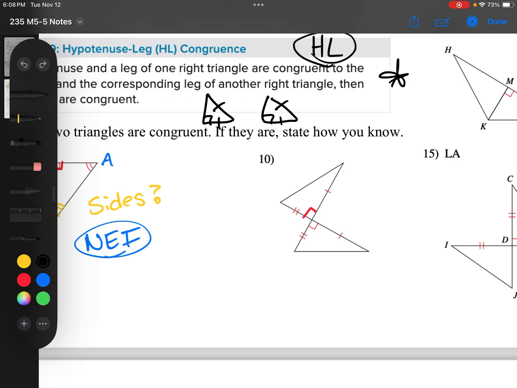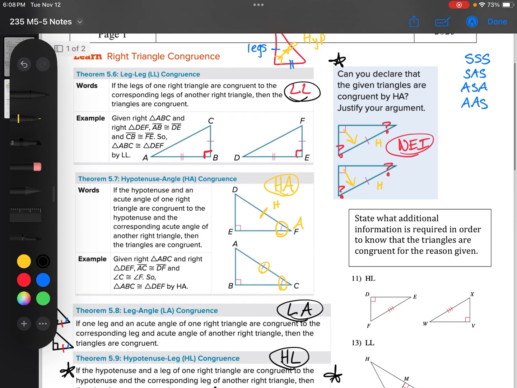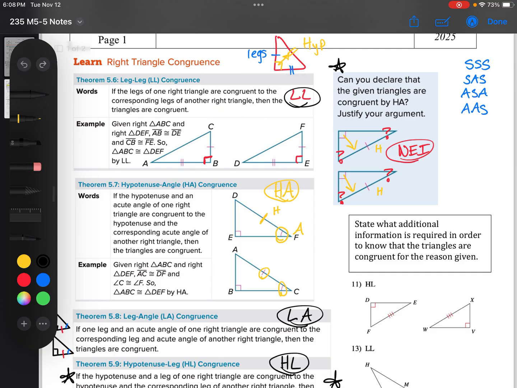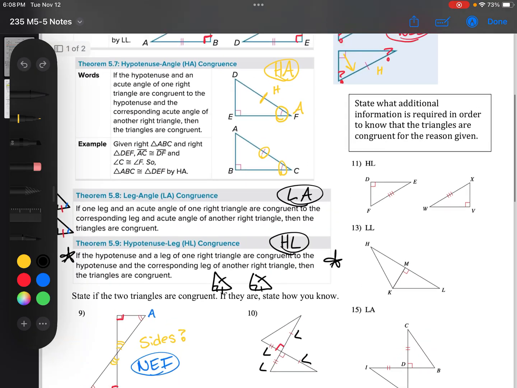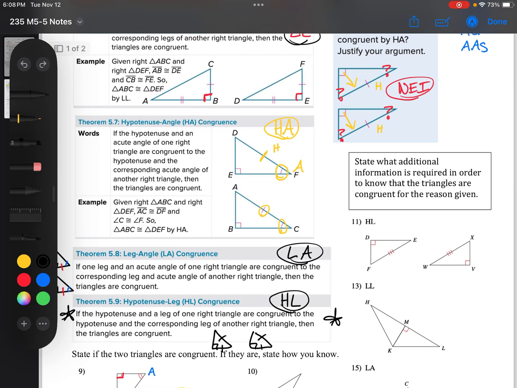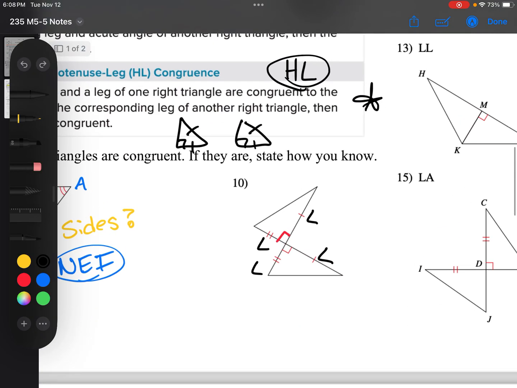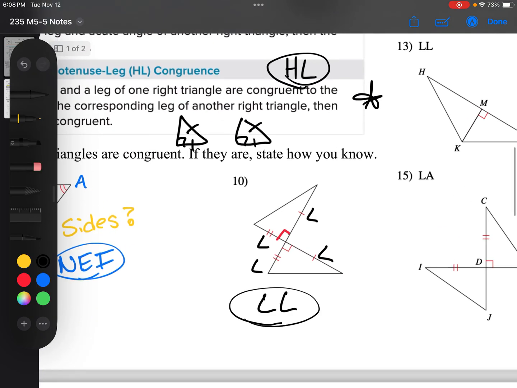So if you look here, I have this leg of a triangle. I also have this leg. So we can look and see, is LL a thing? It is. Leg-leg congruence works. So you can match it up with these diagrams we have in our notes. Those will definitely help you on this assignment. This is congruent by leg-leg.